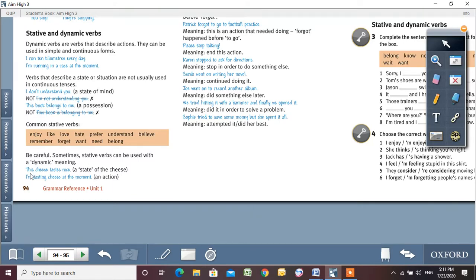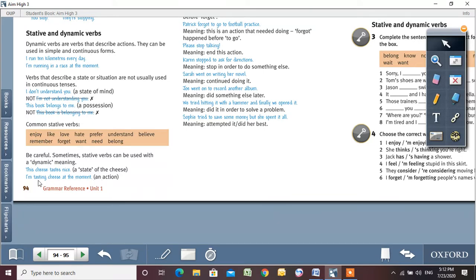The first one, this cheese tastes nice. Tastes here means it's the state of the cheese. It tastes nice. What is the taste of the cheese? It's nice. So what is the state? It's the state of the cheese. So here tastes is a stative verb. That's why we only used it in the present simple tense.